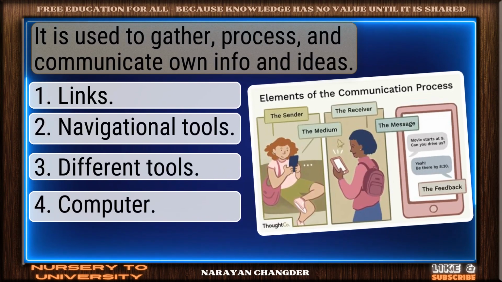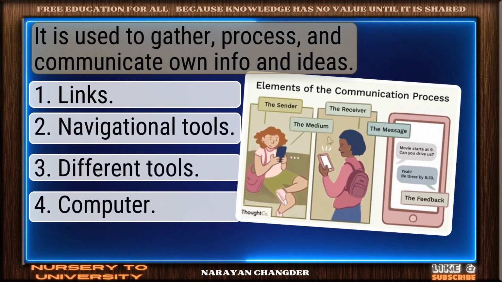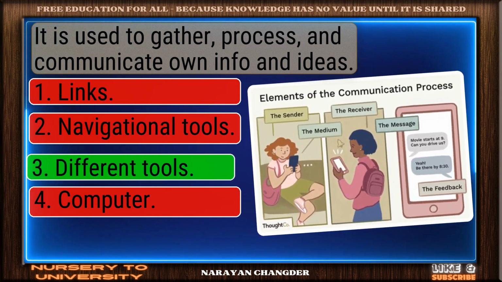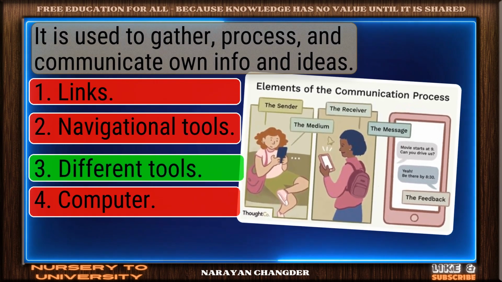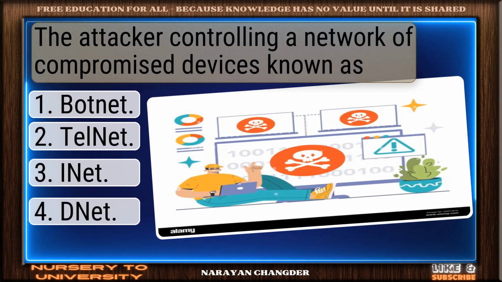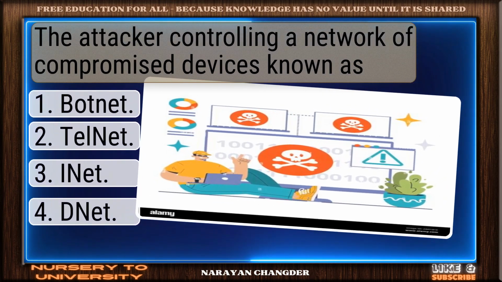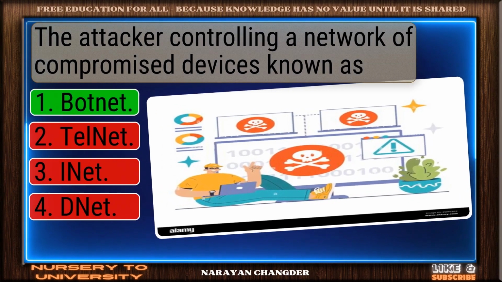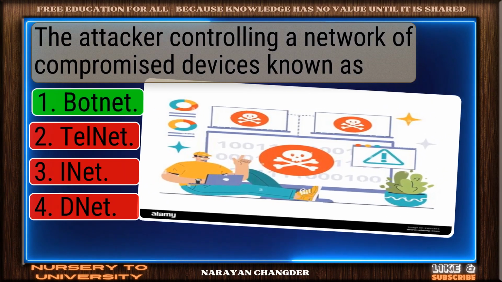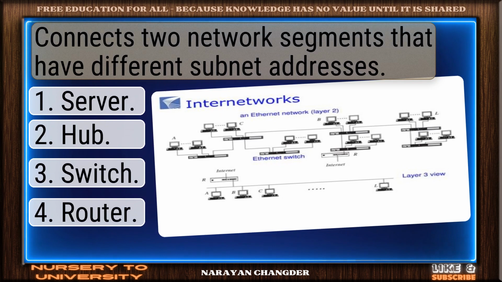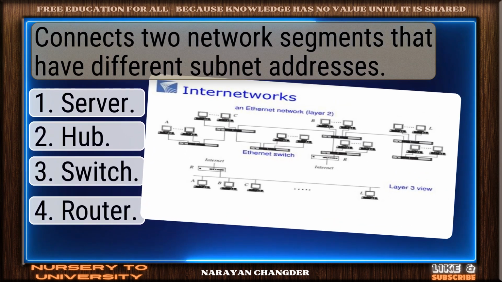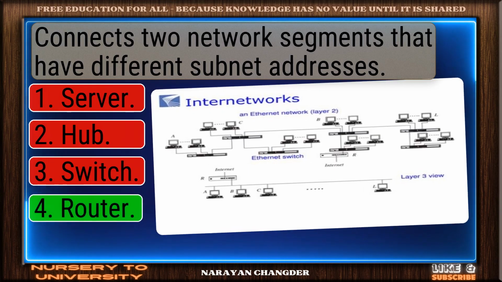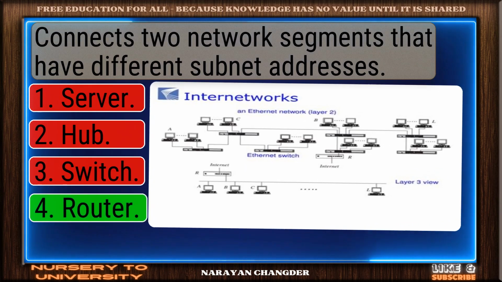It is used to gather, process, and communicate own info and ideas. Right again. Different tools is valid. The attacker controlling a network of compromised devices known as. Sharp thinking. Botnet is right. Connects two network segments that have different subnet addresses. Good thinking. Router is right.